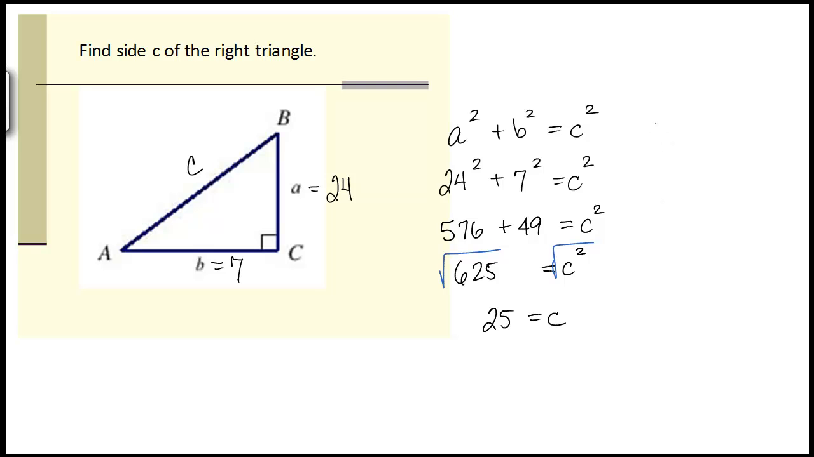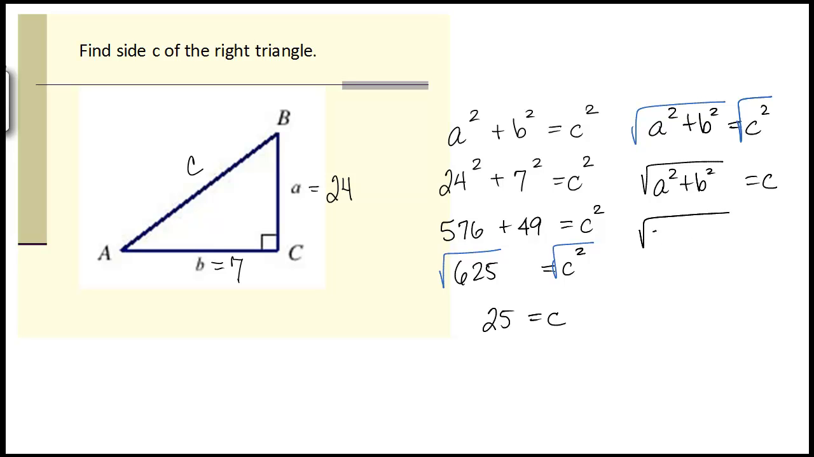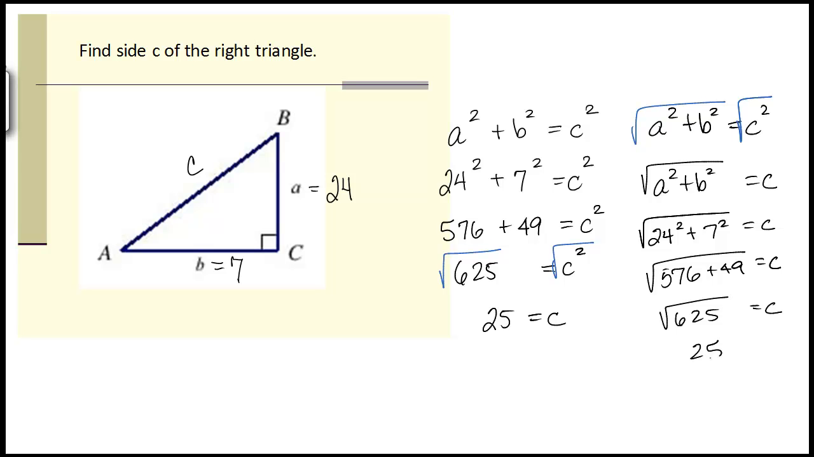Also, what you could have done is going back to the original formula. If you want to get c by itself, take the square root of both sides. So the square root of a squared plus b squared is equal to plain c. Then plug in your numbers. 24 squared plus 7 squared. A common mistake that people will do is they want to individually take the square root of the two numbers. You cannot do that. You got to find the sum first and then take the square root. Either way, you get the same result.